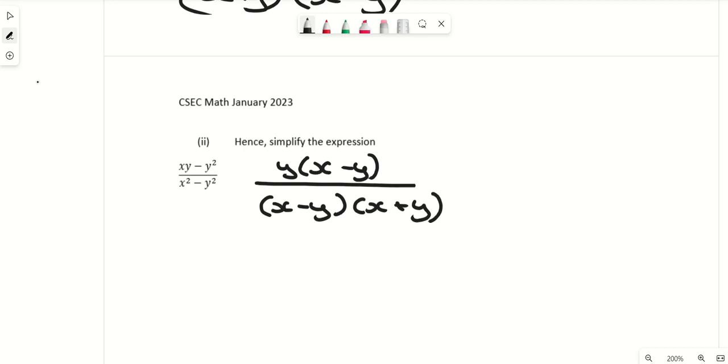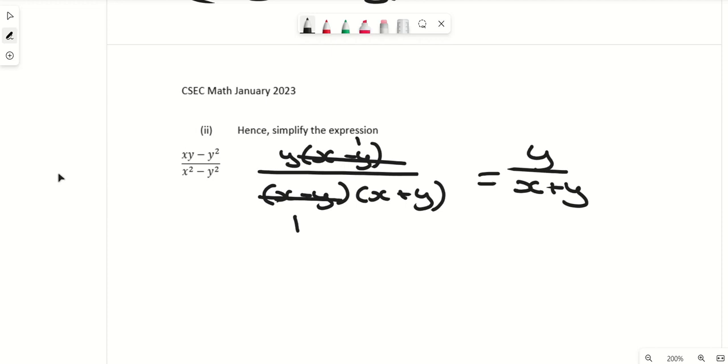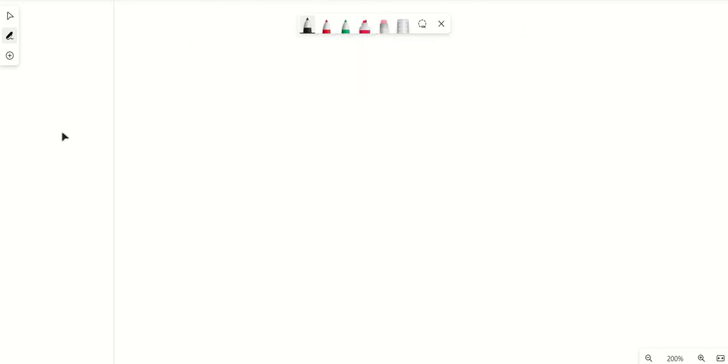Now, we can clearly see, right? This could go into this one and this could cancel off one. So the answer would be y over x plus y. So you just look to see what they have in common. We saw they both had x minus y. So we say x minus y divided by x minus y is 1. And what remained was y over x plus y. Right, so let's go on to the next one.